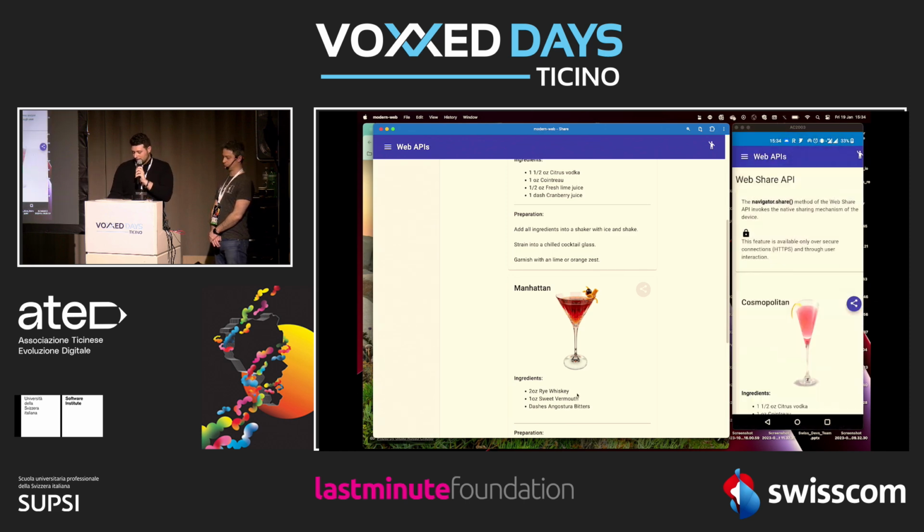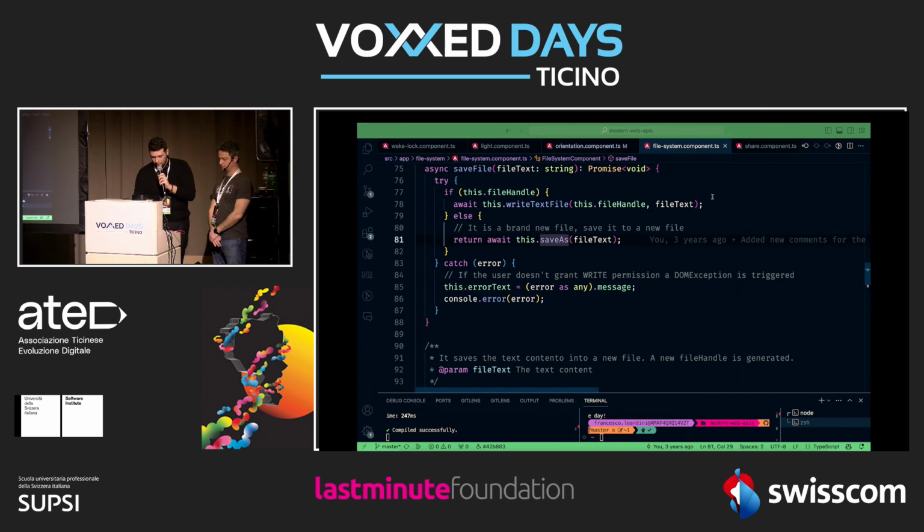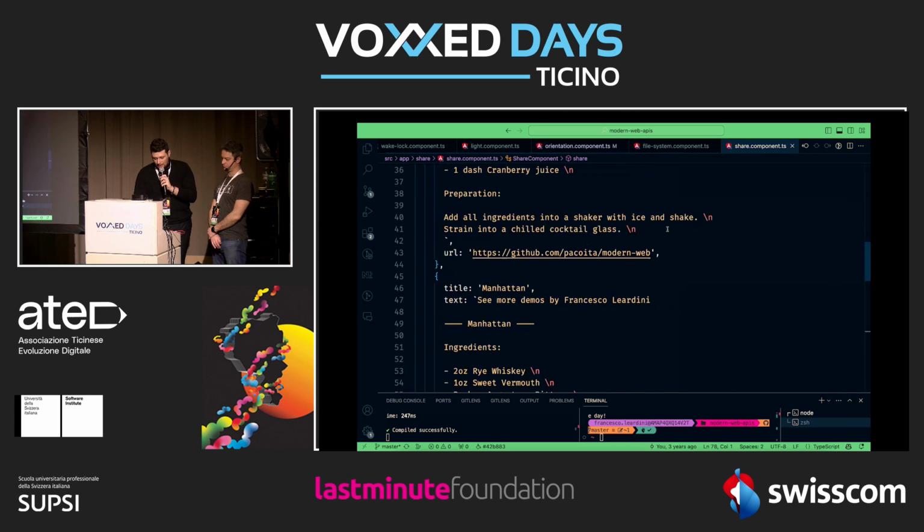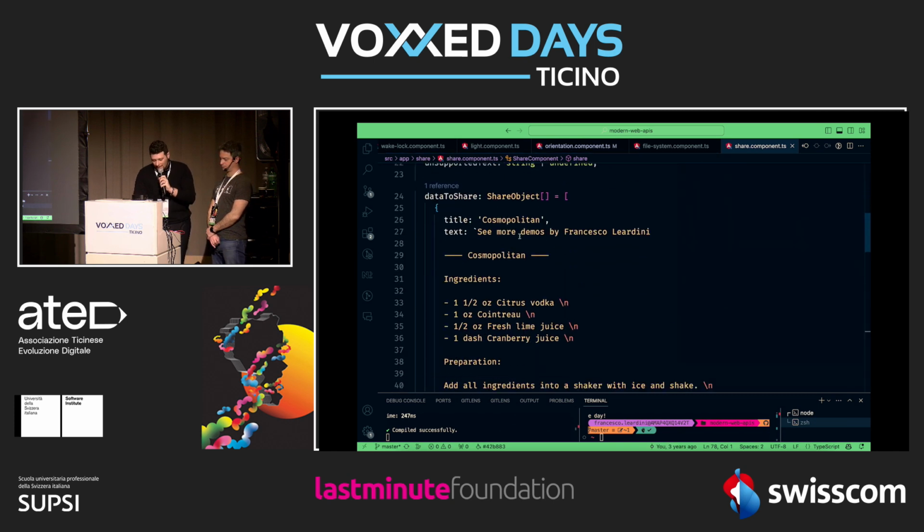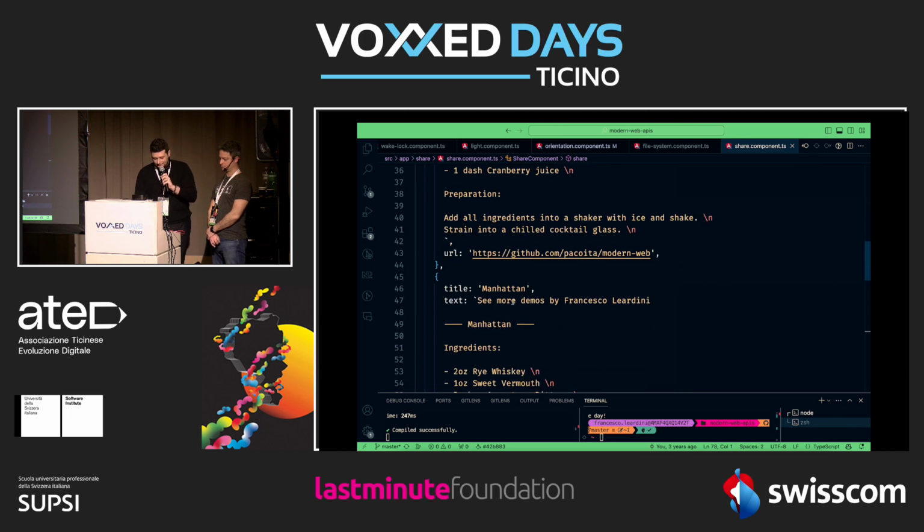Okay, so going into the implementation, this is actually a very straightforward API to use. In the code here, we have our data to share, which is hard-coded for this demo of our cocktails. Of course, in a real-life scenario, this can come from an API or some external source.